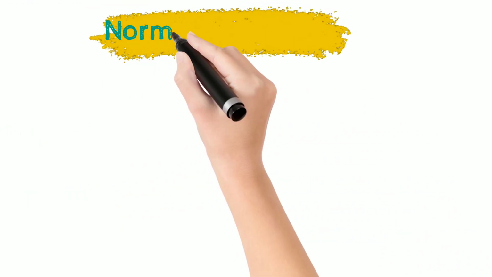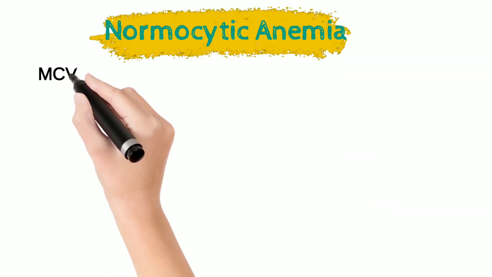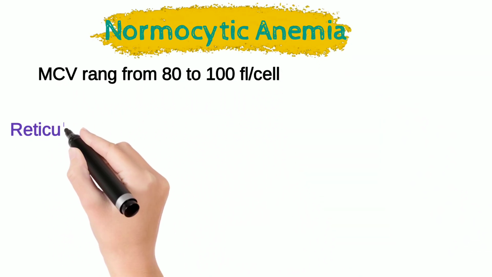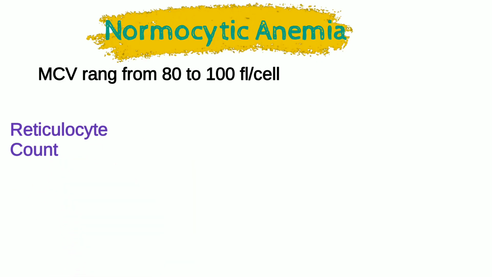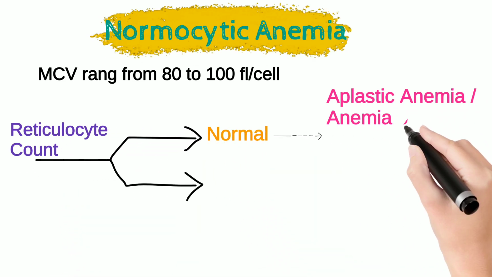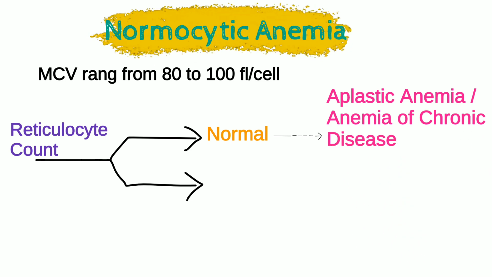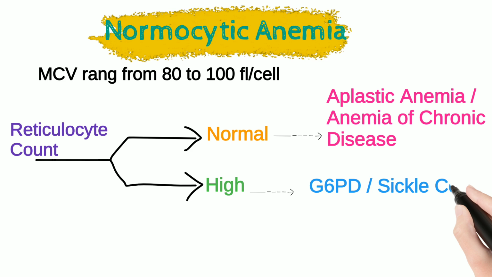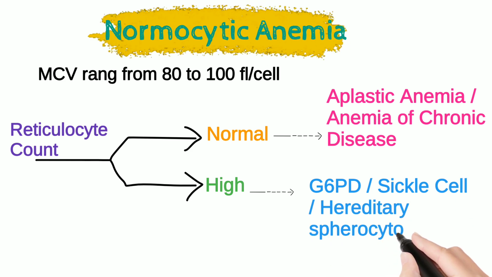Normocytic anemia can be classified when the MCV value is in between 80 to 100 femtoliter per cell. It can be screened further on the basis of retic count. If the retic count is normal, then it is aplastic anemia or anemia of chronic disease. But if the retic count is high, then it is considered as G6PD deficiency, sickle cell anemia, or hereditary spherocytosis.